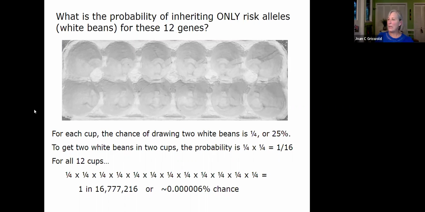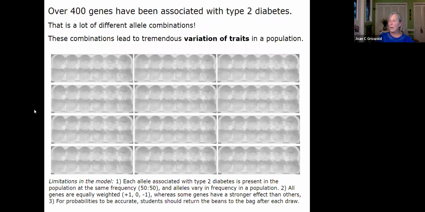You have a 1 in 16,777,216 chance of just happening to draw all white beans. But then when you start thinking about the fact that there are over 400 genes associated with type 2 diabetes, and actually thousands that people are looking at to see about the correlation, with 400 being pretty tightly correlated, we're talking about such a large number of genes and such a large number of probabilities that it's this huge number of combinations that leads to the tremendous variation in traits in a population.